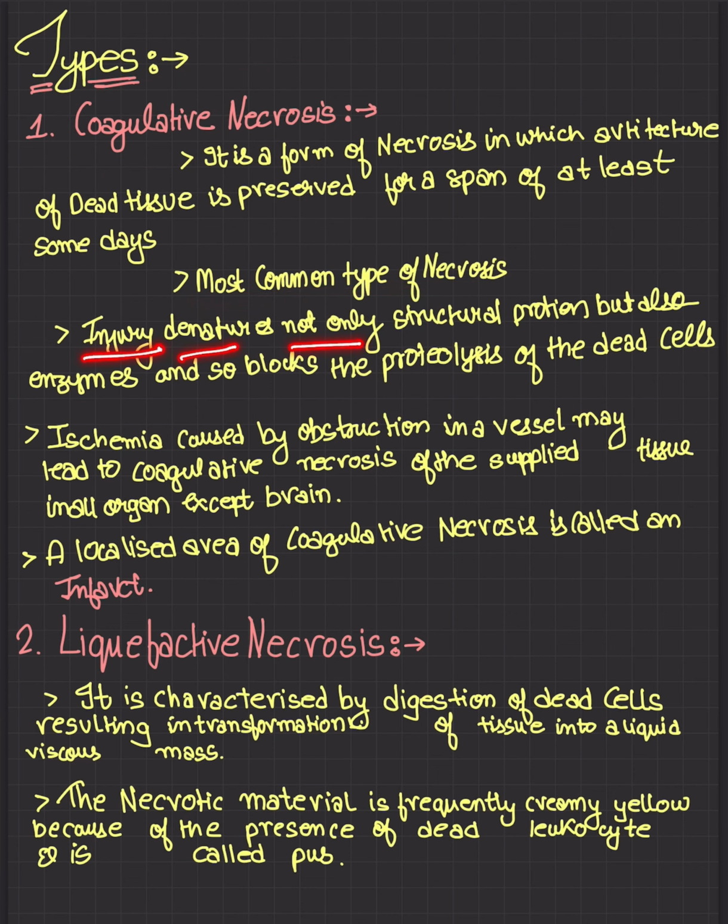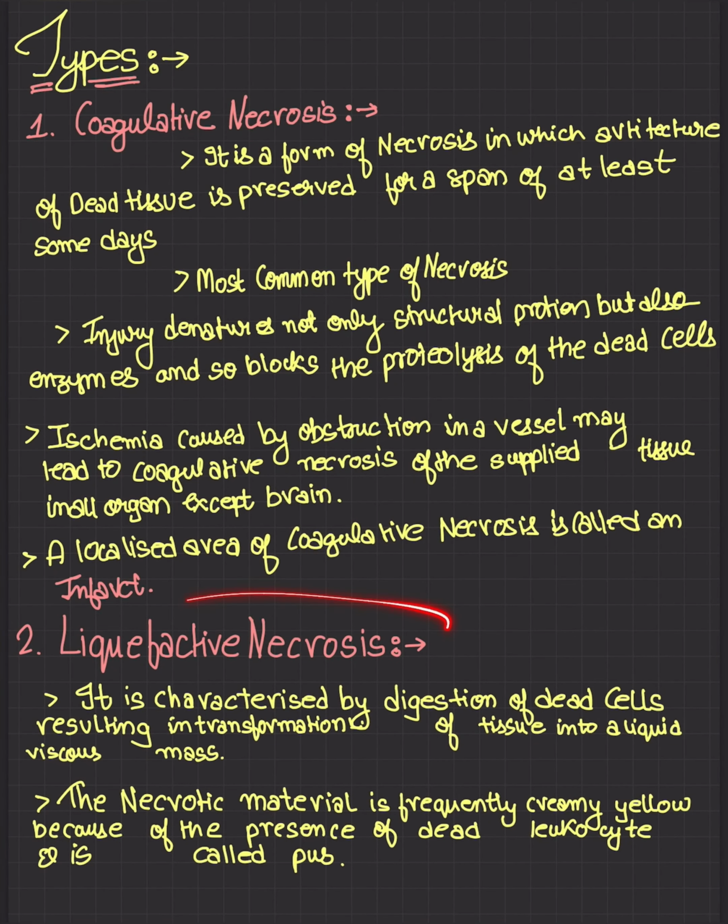Injury denatures not only the structural protein but also the enzymes. So it blocks the proteolysis of the dead cells. Ischemia caused by the obstruction in a vessel may lead to coagulative necrosis of the supplied tissue in all organs except brain. A localized area of coagulative necrosis is called an infarct.